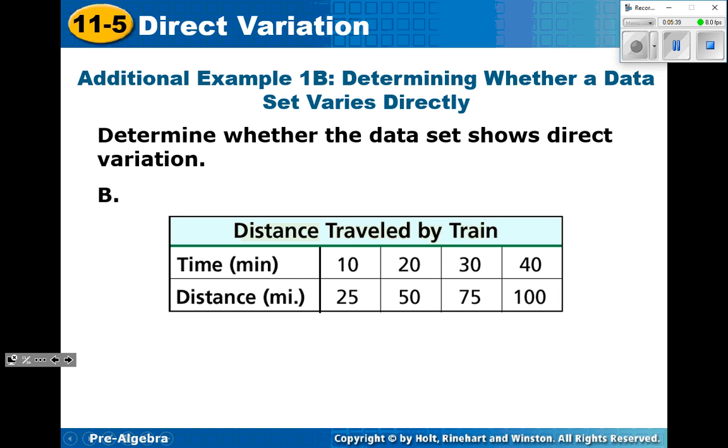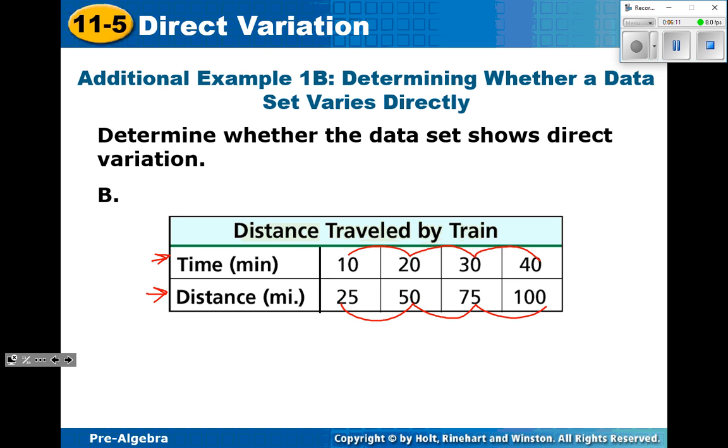Okay, here's another chart with some different data. Let's understand it first of all. Distance traveled by train. So this is how long they traveled, and this is how far they traveled. So does it look like it could be direct variation? Would it contain the point (0, 0)? I traveled 0 time, I went 0 distance. That makes sense. These are going up by 10s, and these are going up by 25s. So it looks pretty good so far.